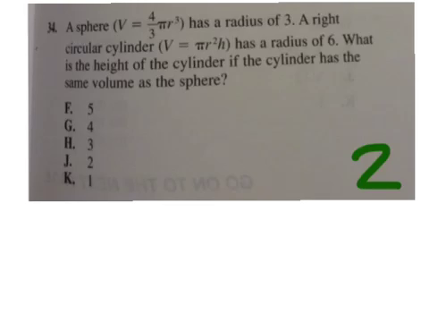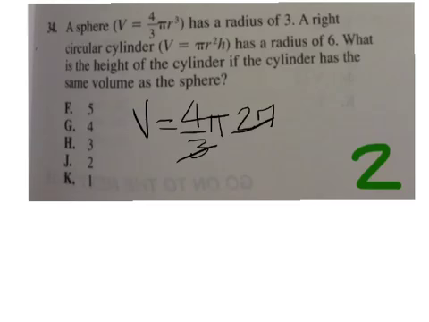A sphere with a volume of 4/3 pi r to the third has a radius of 3. A right circular cylinder, V equals pi r squared h, has a radius of 6. What is the height of the cylinder if the cylinder has the same volume as the sphere? Alright, so we'll go this way. We'll do the sphere first. So volume equals 4/3 pi r to the third, that's going to be 27. When you cancel there to get a 9, you're going to come up with 36 pi.